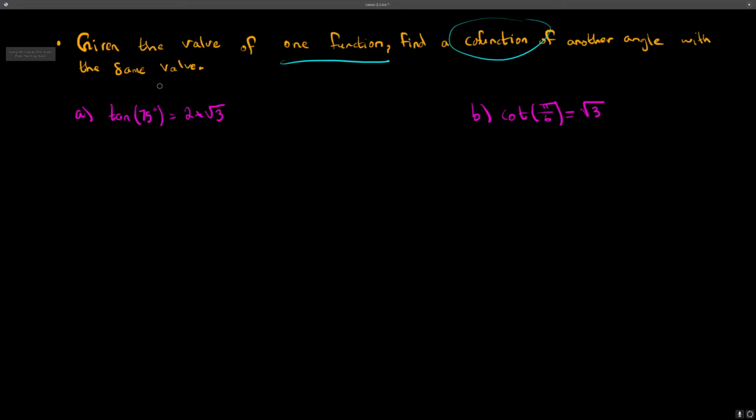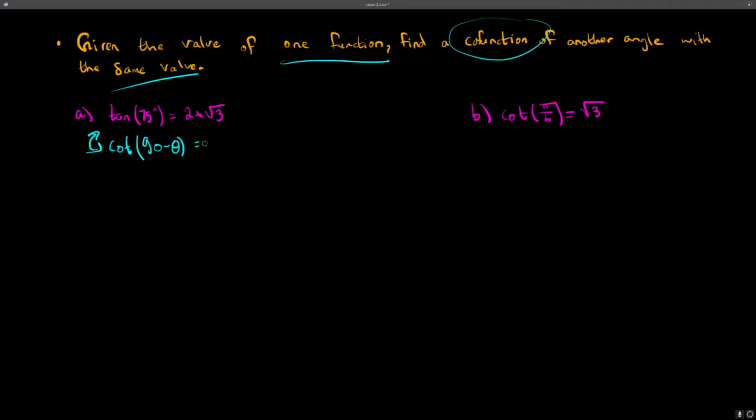So for this question, it asks us, given the value of one function, find a cofunction of another angle with the same value. So how do we solve these types of questions? Well, we have two here, one with degrees and one with radians. So we'll solve the degrees one first. It's pretty simple. The cofunction of tangent is cotangent, right? You should know this. And then you have 75 degrees. So what you should know is that 90 minus theta gives complementary angles, so these two are now complementary cofunctions.